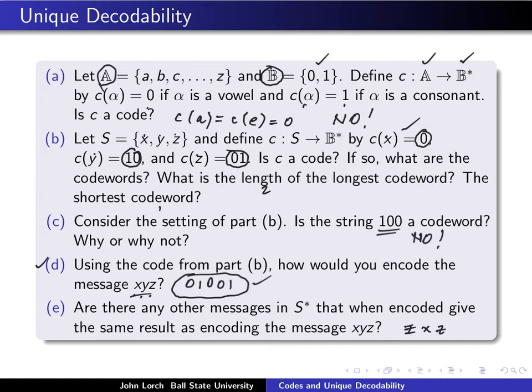Right, if you encode ZXZ, remember Z encodes as 0, 1, X encodes as 0, and Z encodes again as 0, 1. That's the same string we had up in part D. So we should be left with the impression that while the code of part B is a code, it is somehow not very useful because if you are given some sort of string in the alphabet B star, you don't necessarily know what message in S it came from.